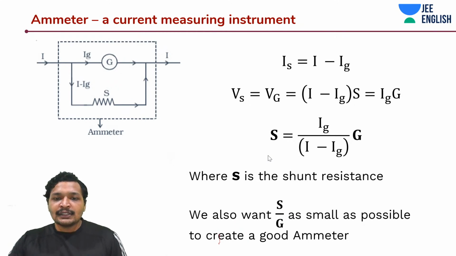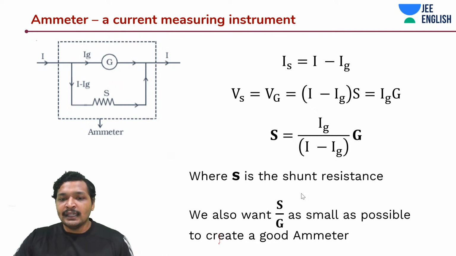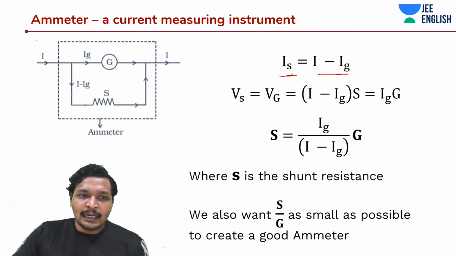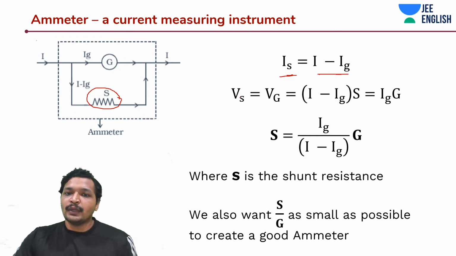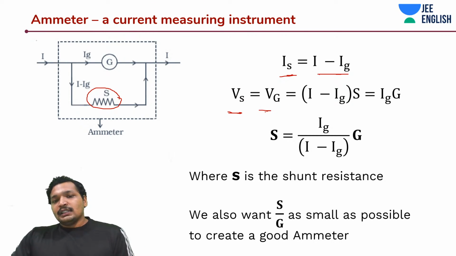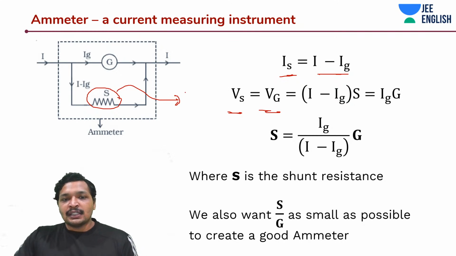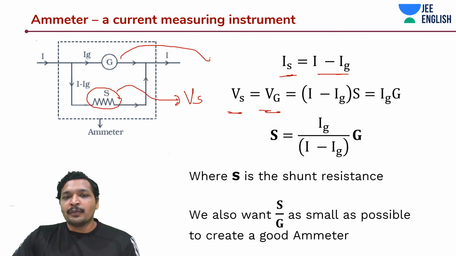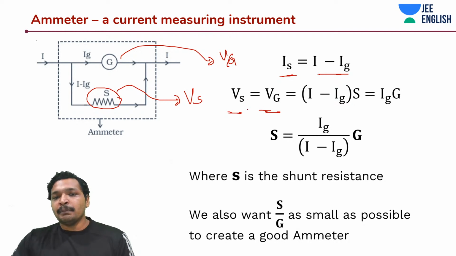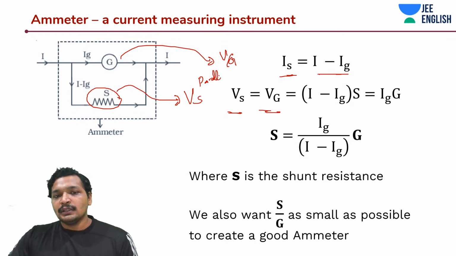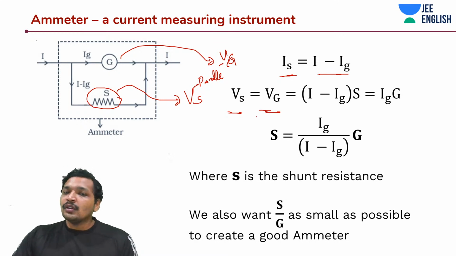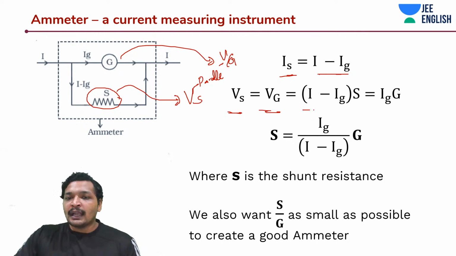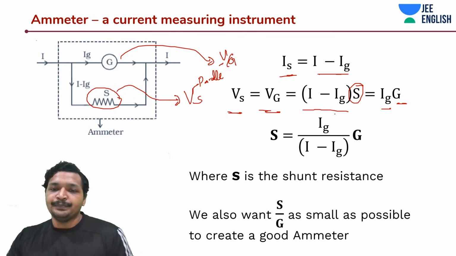Instead of Is, I can write it as I minus Ig. If the total current is I, I can call this thing I minus Ig. Shunt current is nothing but the current flowing through the shunt resistor. Okay. Can I say this, students? The voltage drop across the shunt resistor and the voltage drop across the galvanometer should be the same, because they are in parallel, right? They are in parallel with each other. So the voltage drop is going to be the same. I can write (I minus Ig) into shunt resistance is equal to Ig into G.